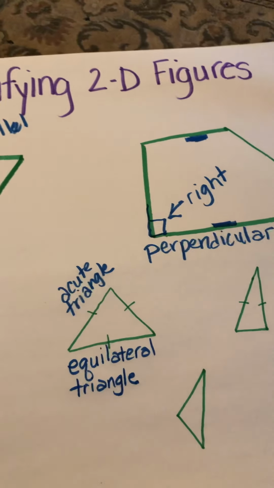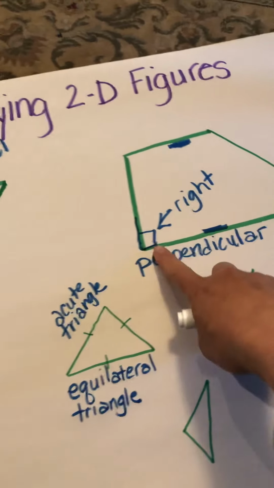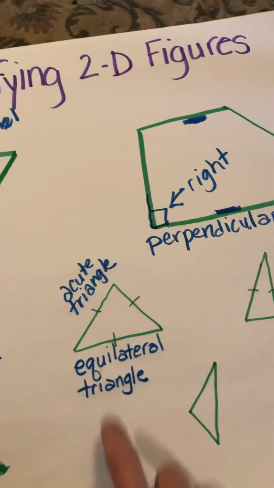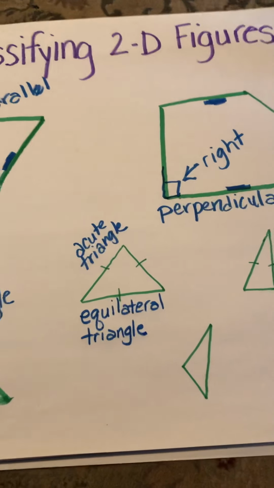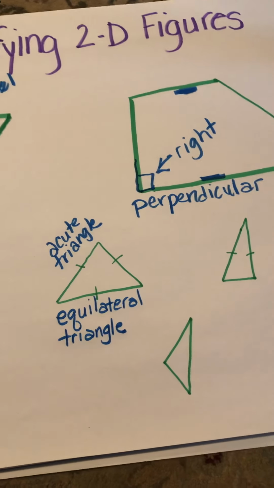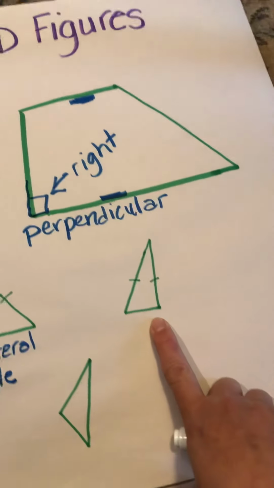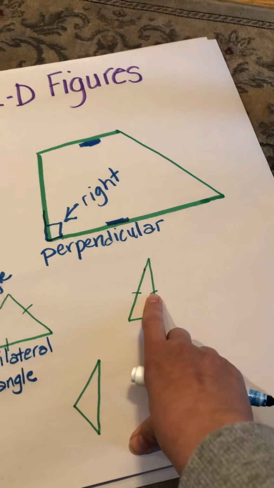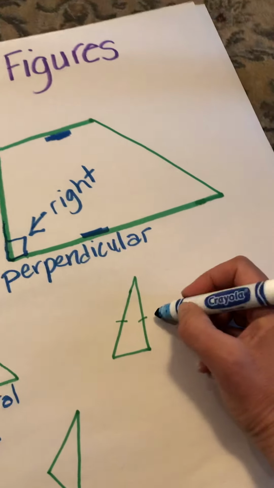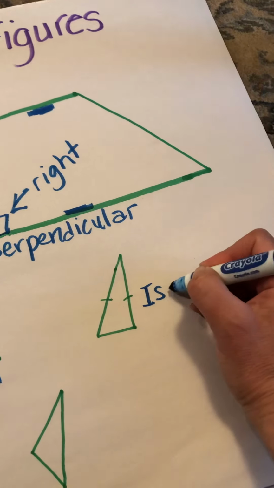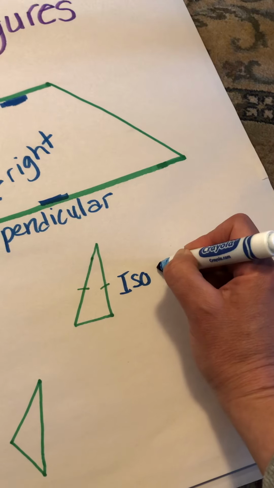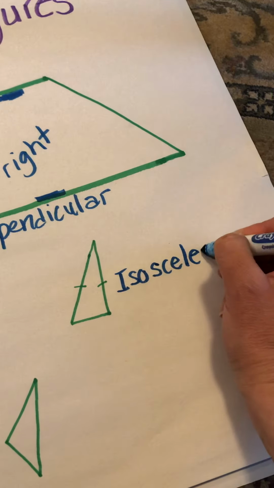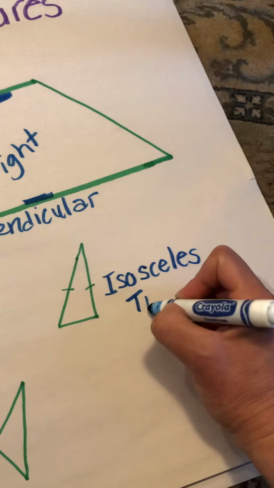There are some little hints that they give us when we're working with figures: the little box that tells me I have a right angle, and the little lines that are telling me that the sides are equal. If I jump over here to this triangle, you can see that it's telling me that two of the sides are the same. So this one we call an isosceles triangle.